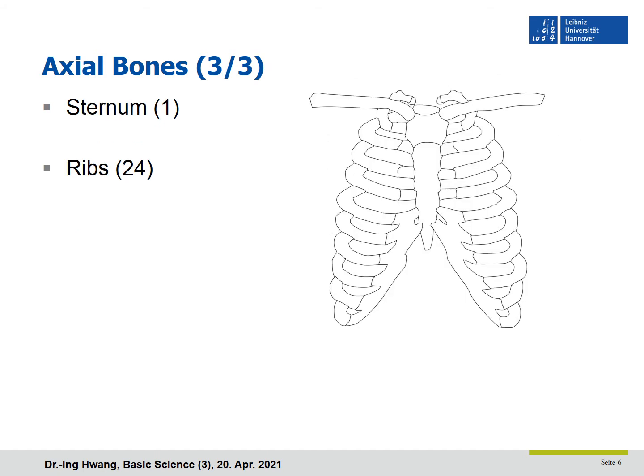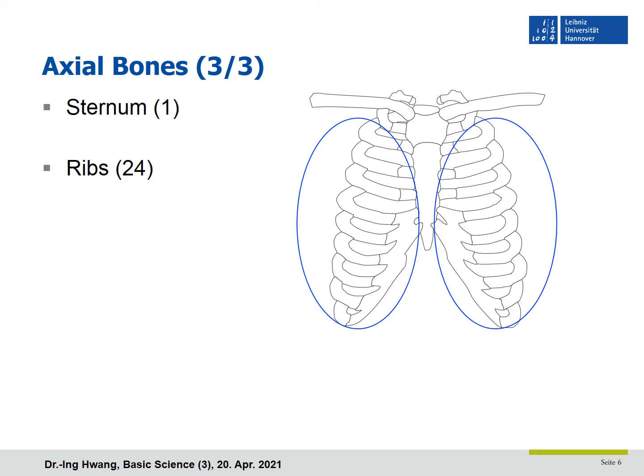Lastly, there are also 1 sternum and 12 pairs of ribs in the category of axial bones. The sternum is the middle of the chest. Many ribs are connected to the sternum. Ribs are placed on the left and right side of the sternum. The sternum and ribs protect our organs in the chest, like the heart, lung, and stomach, to name a few.